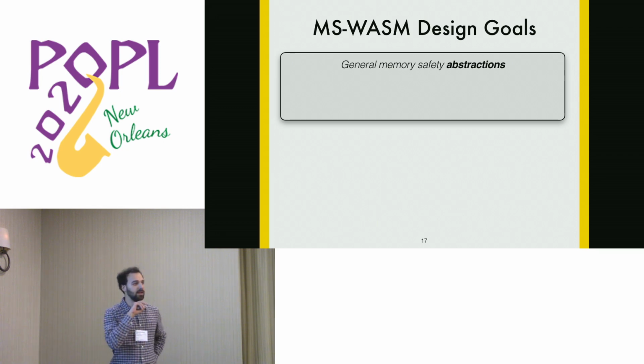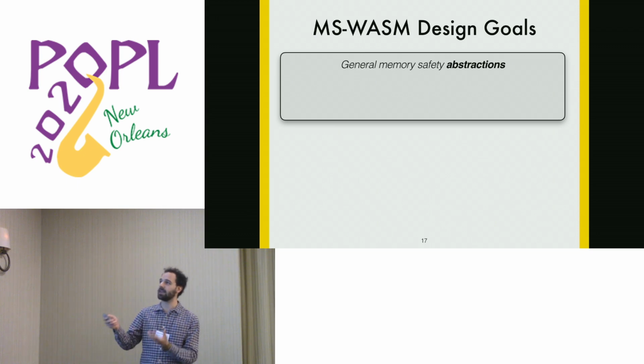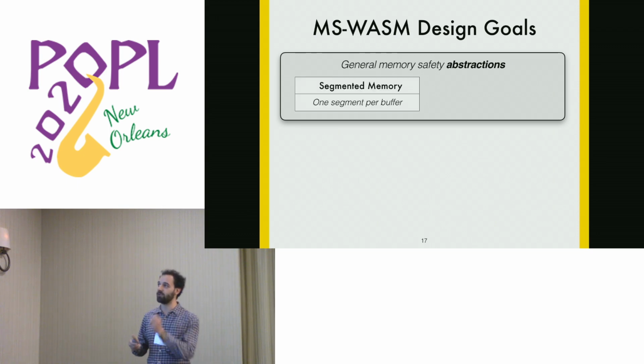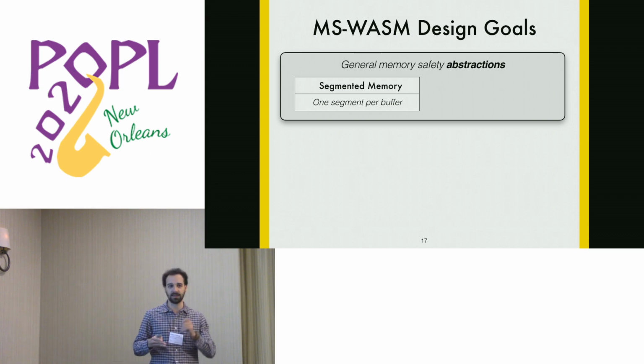We heard from Christina at the keynote a few days ago that a good way to build more secure languages is using abstractions, and MSWasm gives memory safety abstractions. In particular, segmented memory, which means that the linear memory of WebAssembly is split into segments, and the idea is to allocate each buffer in a different segment.